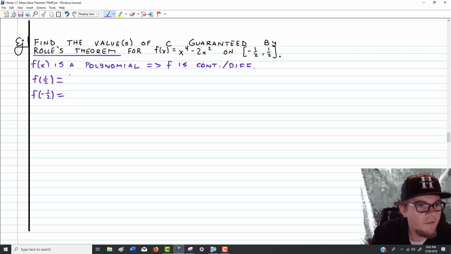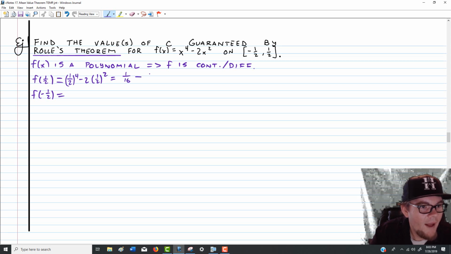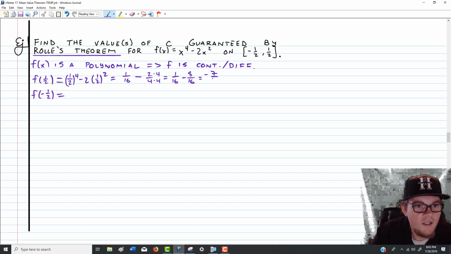So if we plug in 1/2, we get 1/2 to the fourth minus 2 times 1/2 squared. We're going to get 1/16 minus 2/4. Finding a common denominator gets us 1/16 minus 8/16, which is -7/16.